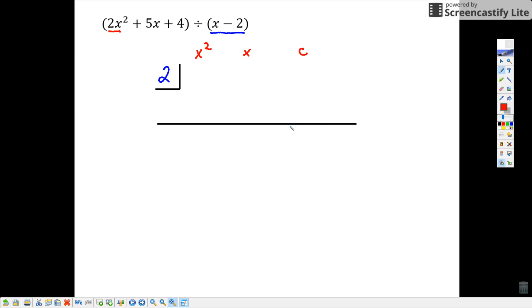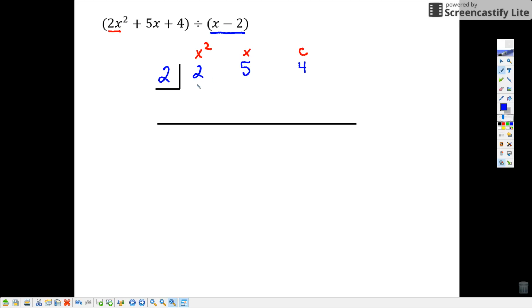C stands for constant. Now right below that, I'm going to go ahead and write the coefficients in front of each of these values. So the coefficient in front of x squared is 2, the coefficient in front of x is 5, and my constant is 4. And then we perform our synthetic division.